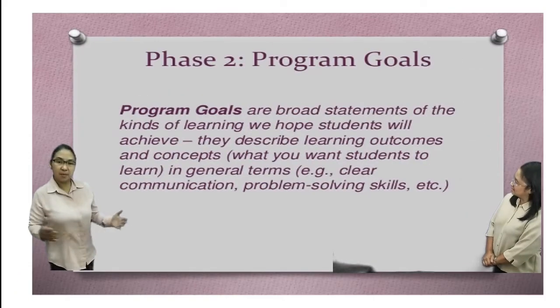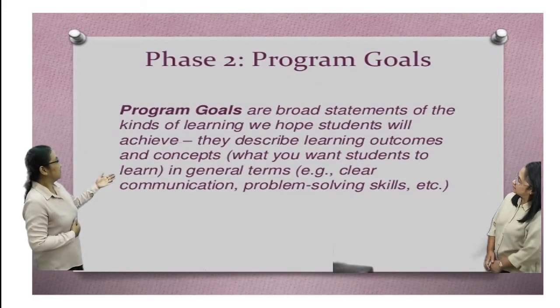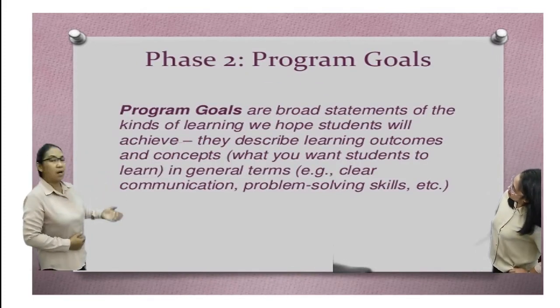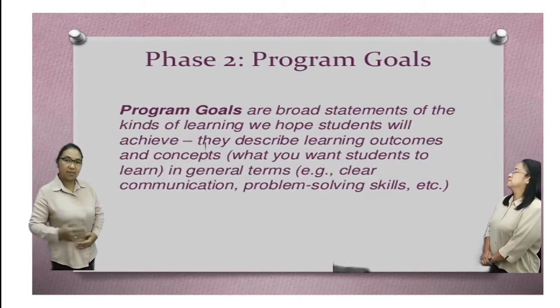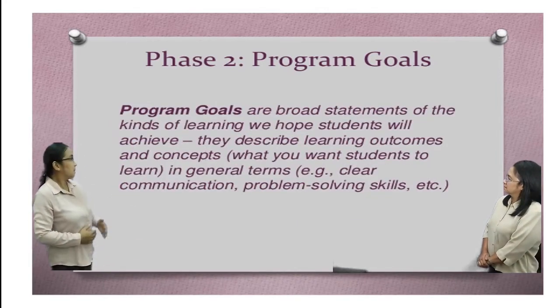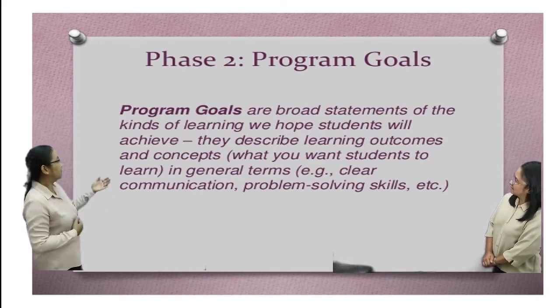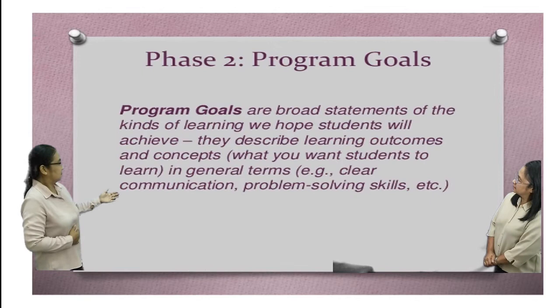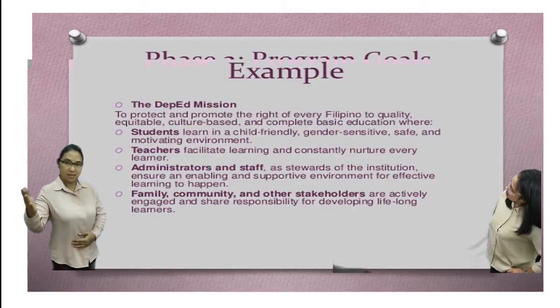So let's proceed with phase 2, our program goals. These are broad statements of the kinds of learning we hope students will achieve. They describe learning outcomes and concepts. This is what you want students to learn in general terms. For example, clear communication, problem solving, and the like.